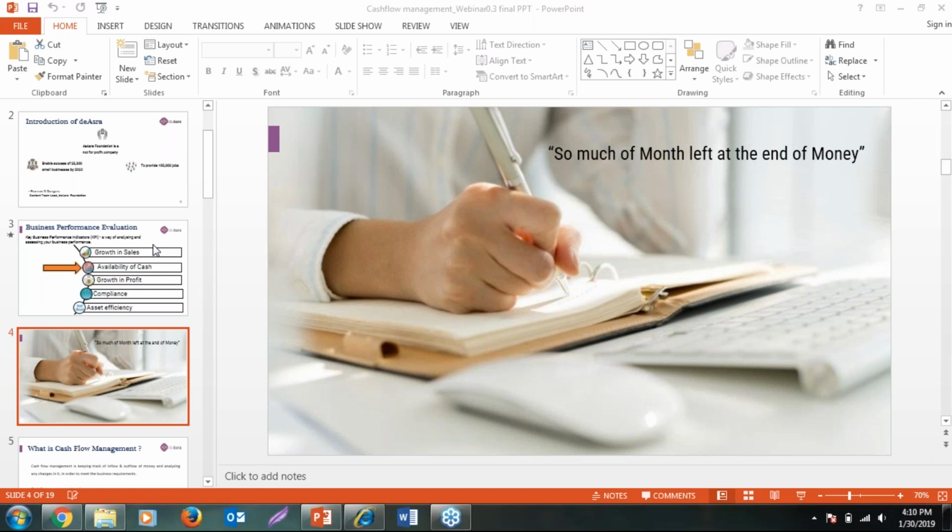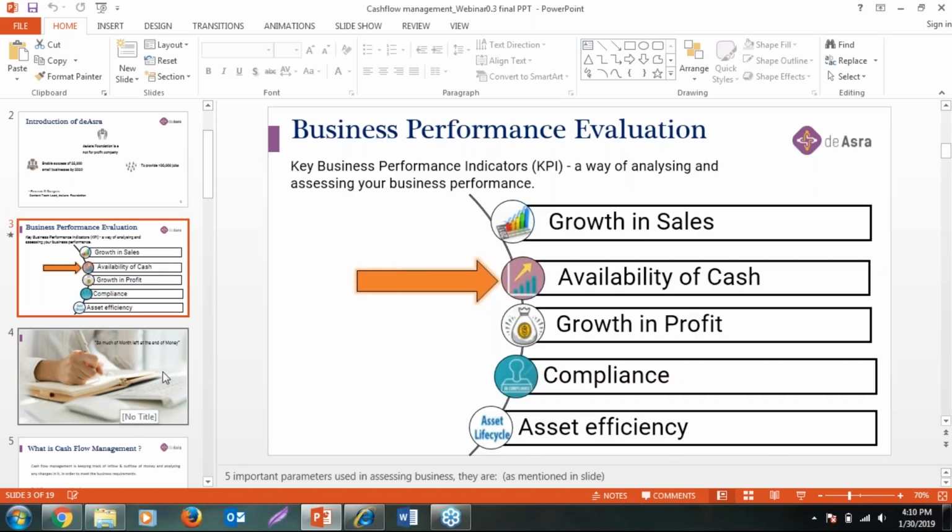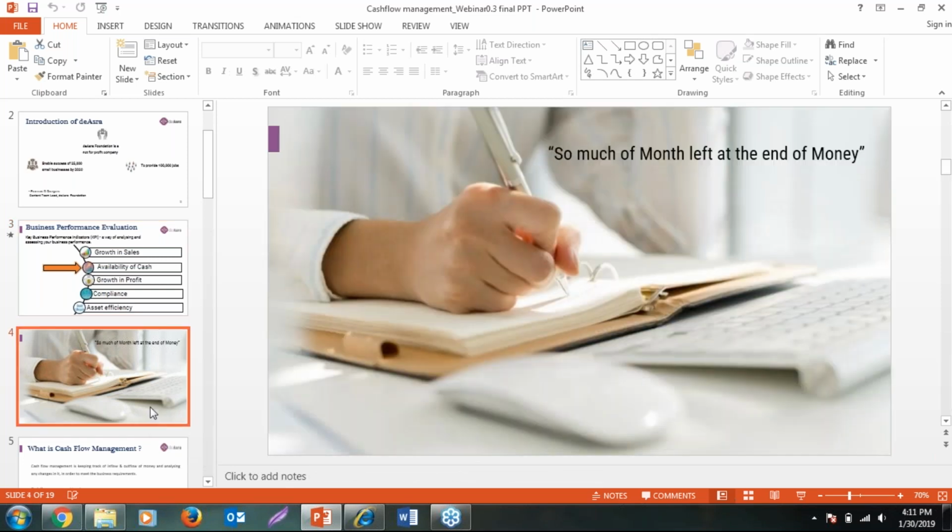So I feel we basically need to identify that problem, rectify that problem and go ahead. So how is it possible? As I told you, we can go through the KPIs. We can see whether the sales are happening or not, whether there is enough cash or not, whether the profits are growing as per our expectations. Have we met all the compliances? Are we efficiently managing all the assets? We need to check all these key areas, so this problem wouldn't arise next time.